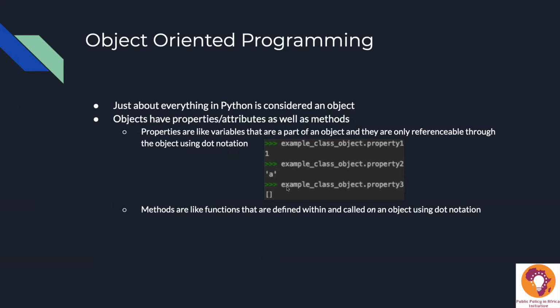And when I do that, this outputs a list. So essentially what's happening here is that property one has the value one in it. Property two of this object has the value A stored in it, and property three of this object has an empty list stored in it. And we can reference all of those properties using dot notation. This is just a coincidence here that this one happens to have three properties.